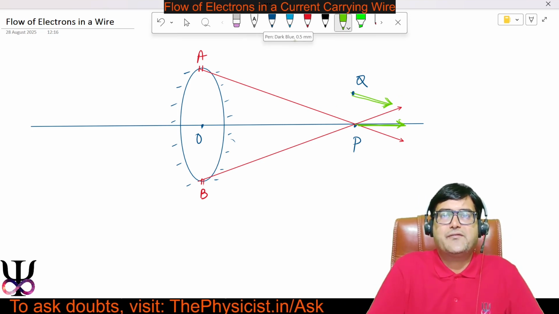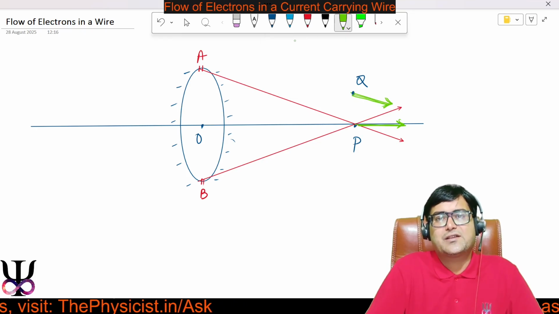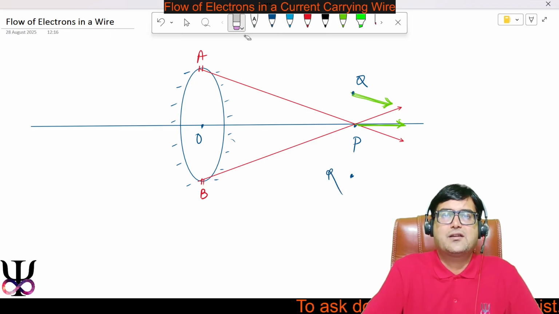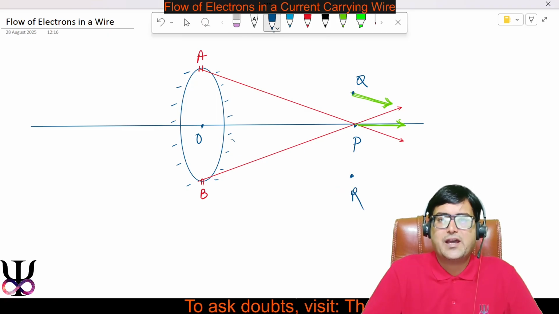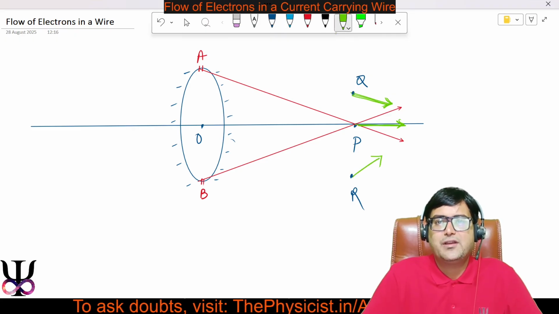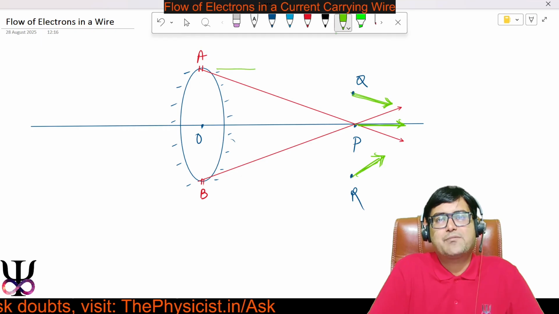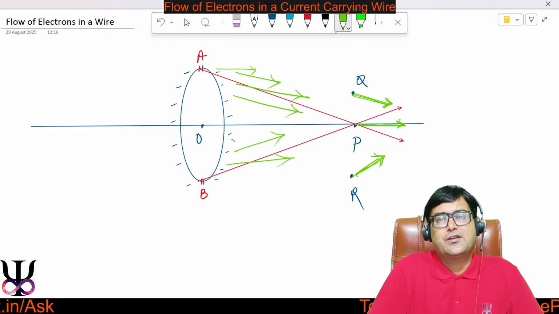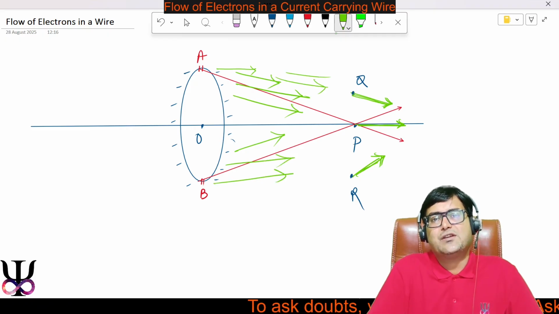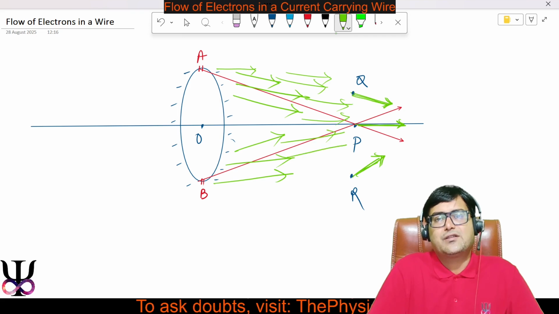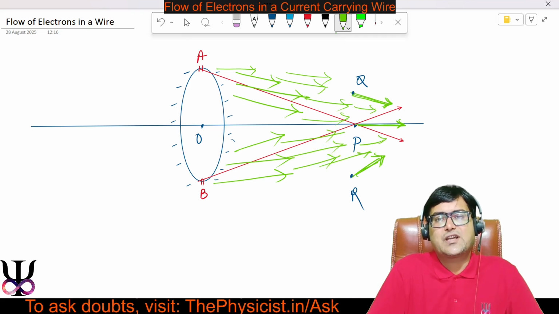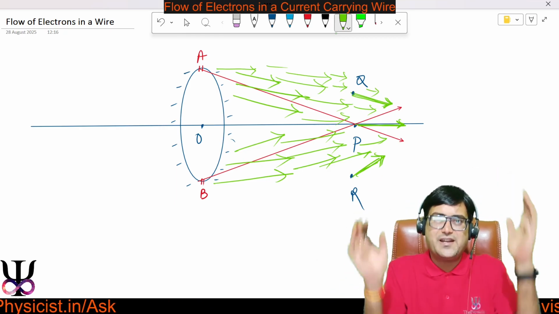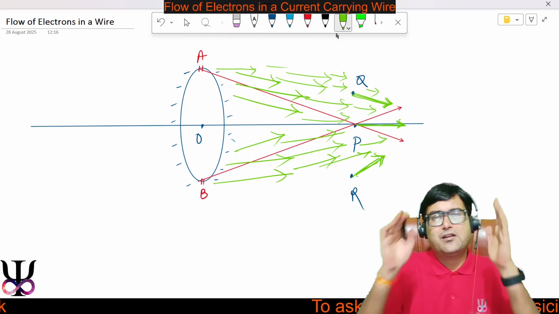Now understand, if it's inside here, look at this. Similarly, if you choose a point R here, the field will be like this. Same thing happens. So basically, you see, this is the kind of forces you will see on electrons at different points within the cylindrical space defined by this ring.